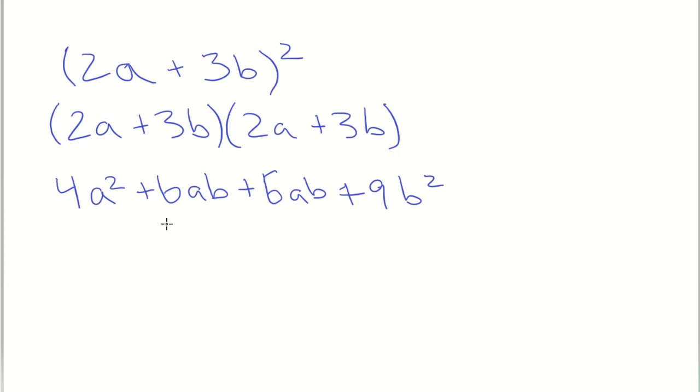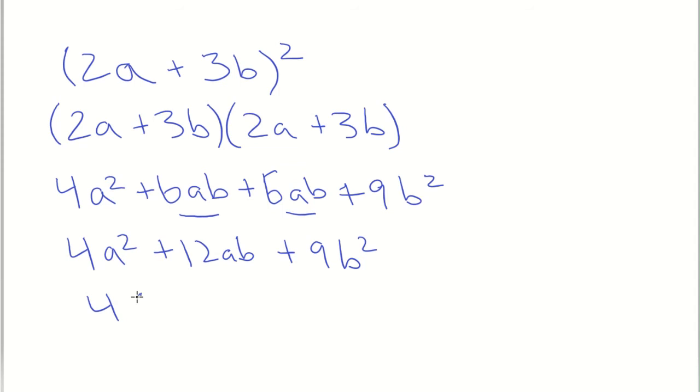And you can add your like terms, so A squared is by itself. This is an AB and this is an AB, so those can go together. You've got 6 of each, so that makes it positive 12. And then B squared is by itself, so that's a plus 9B squared. And that's as simple as it gets. If you wanted to, you could write it as 4A squared plus 9B squared plus 12AB, but either one is fine.